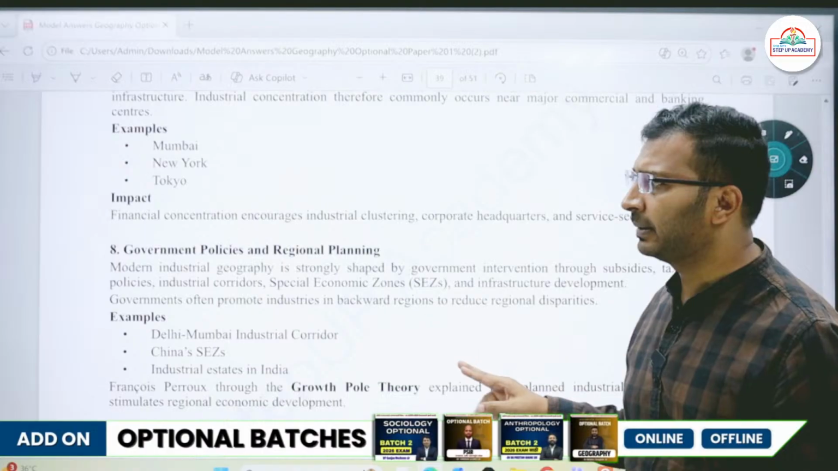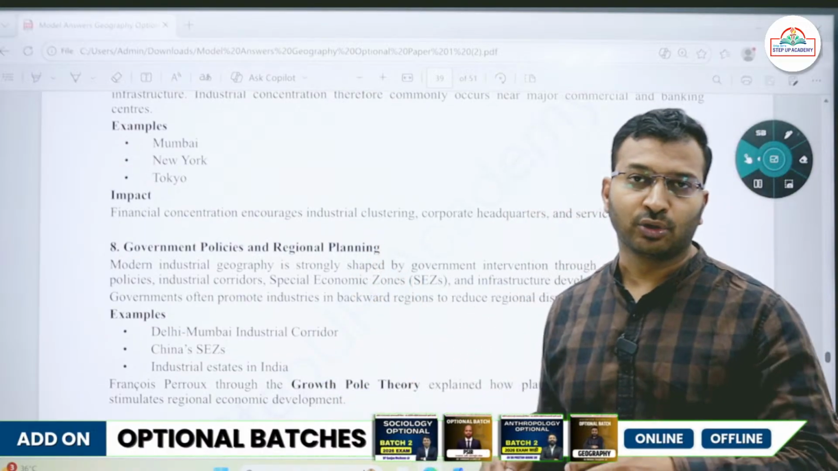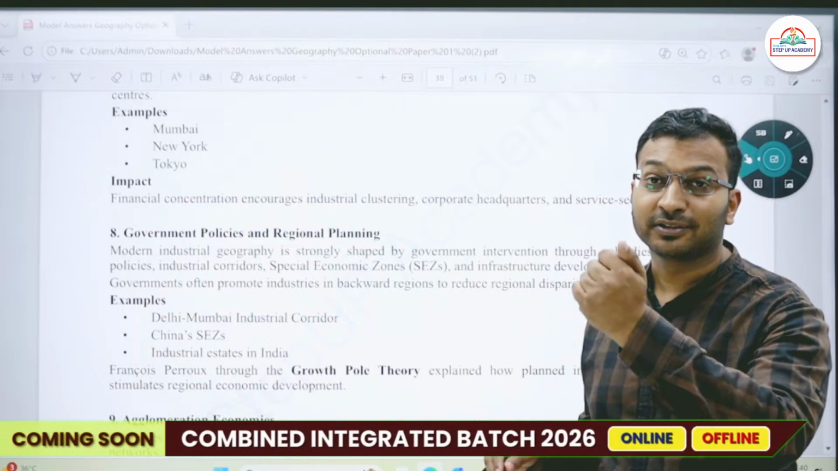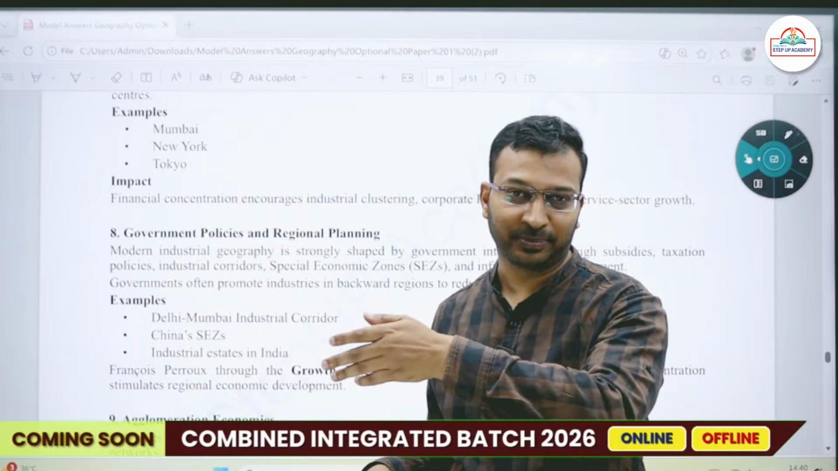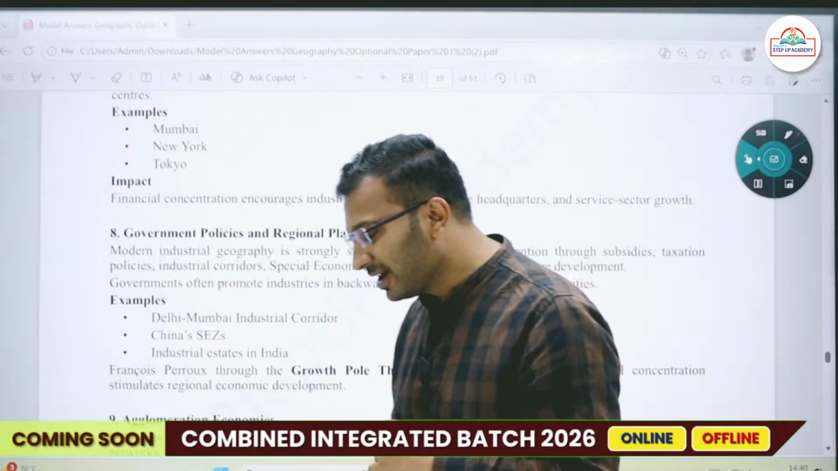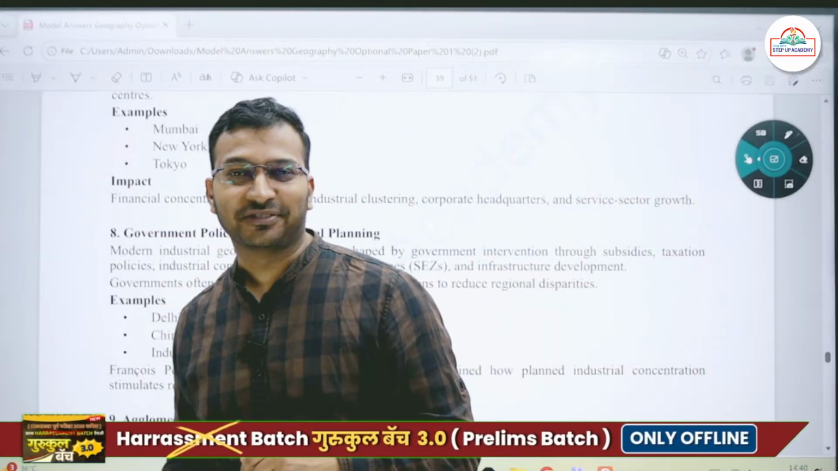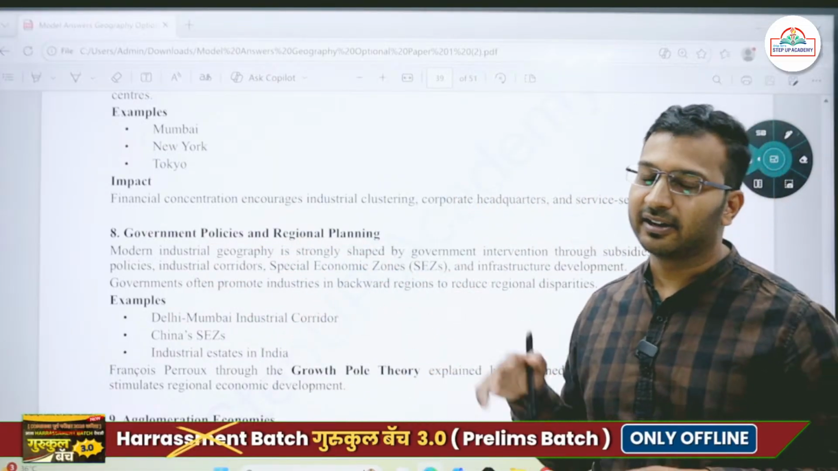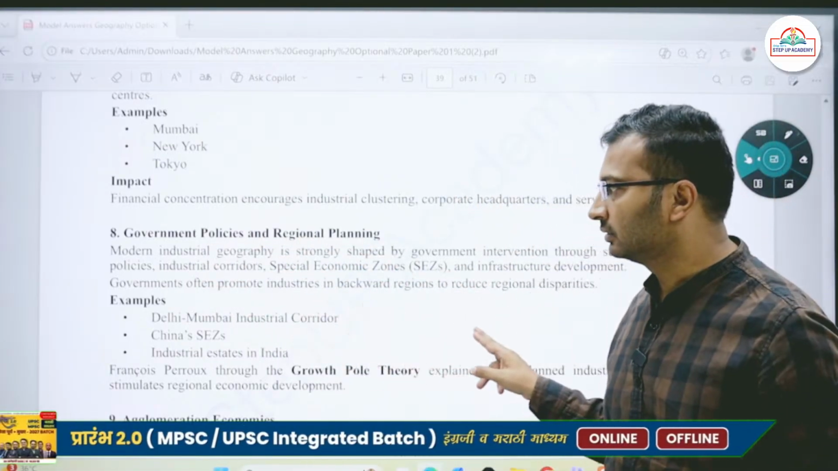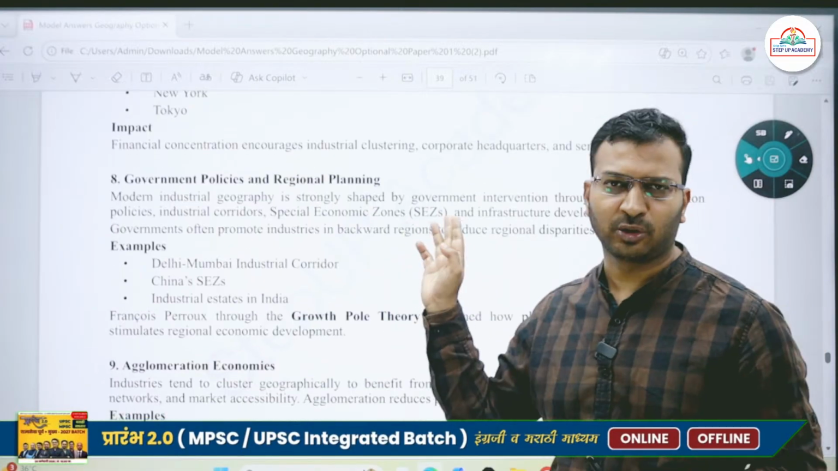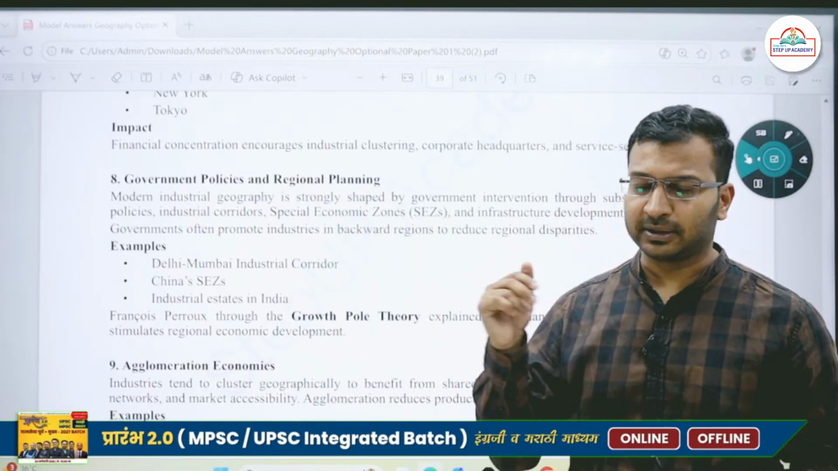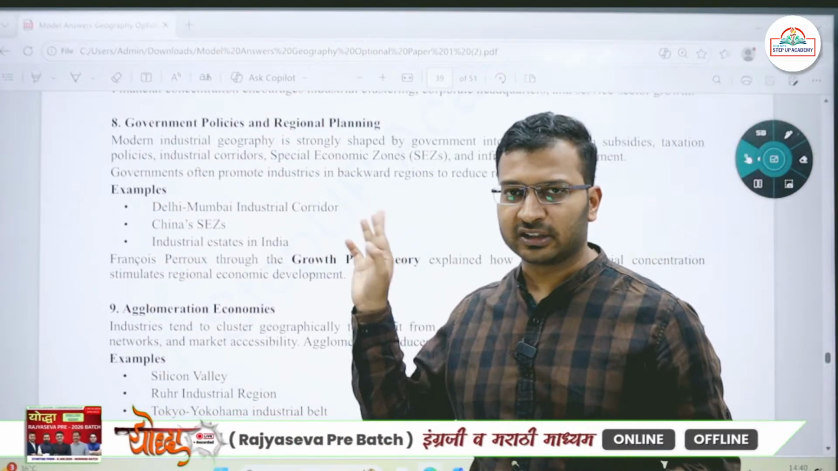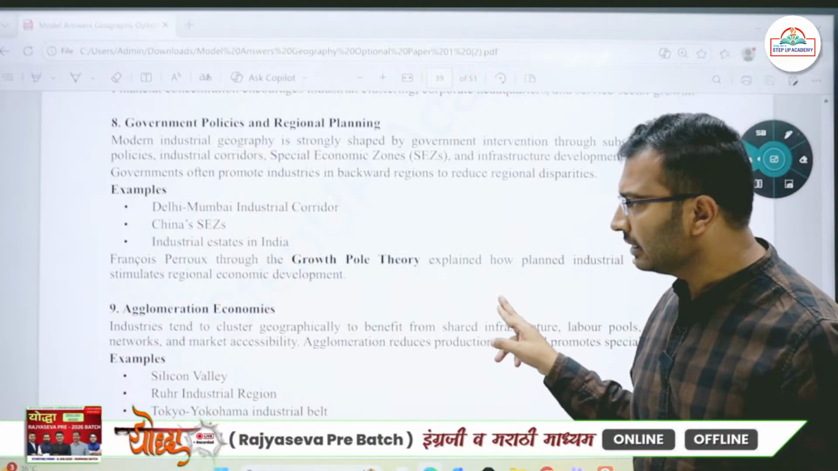Then government policies and regional planning. For example, the Tata Nano plant shifted from West Bengal to Gujarat because of favorable government policies and regional planning. You can also talk about the special economic zones being developed, for example the GIFT City we have developed. So government policies and regional planning play a key role in setting up industries.